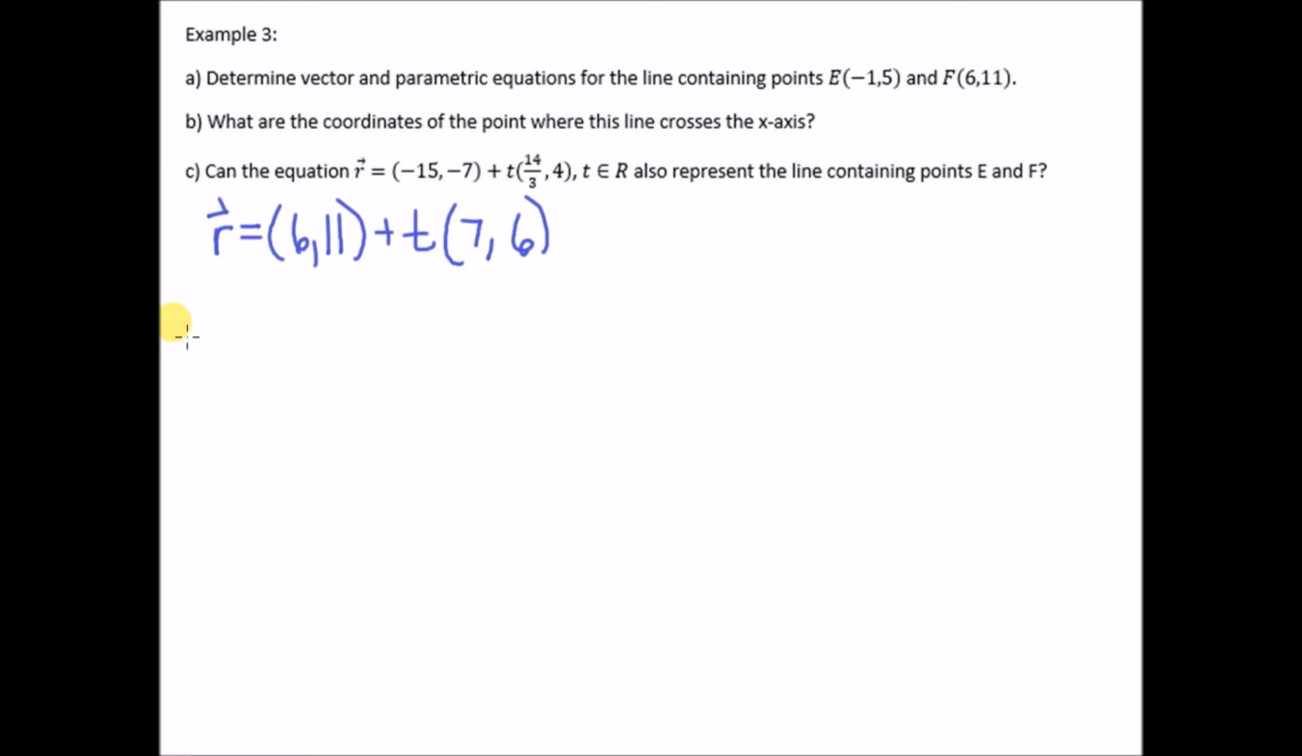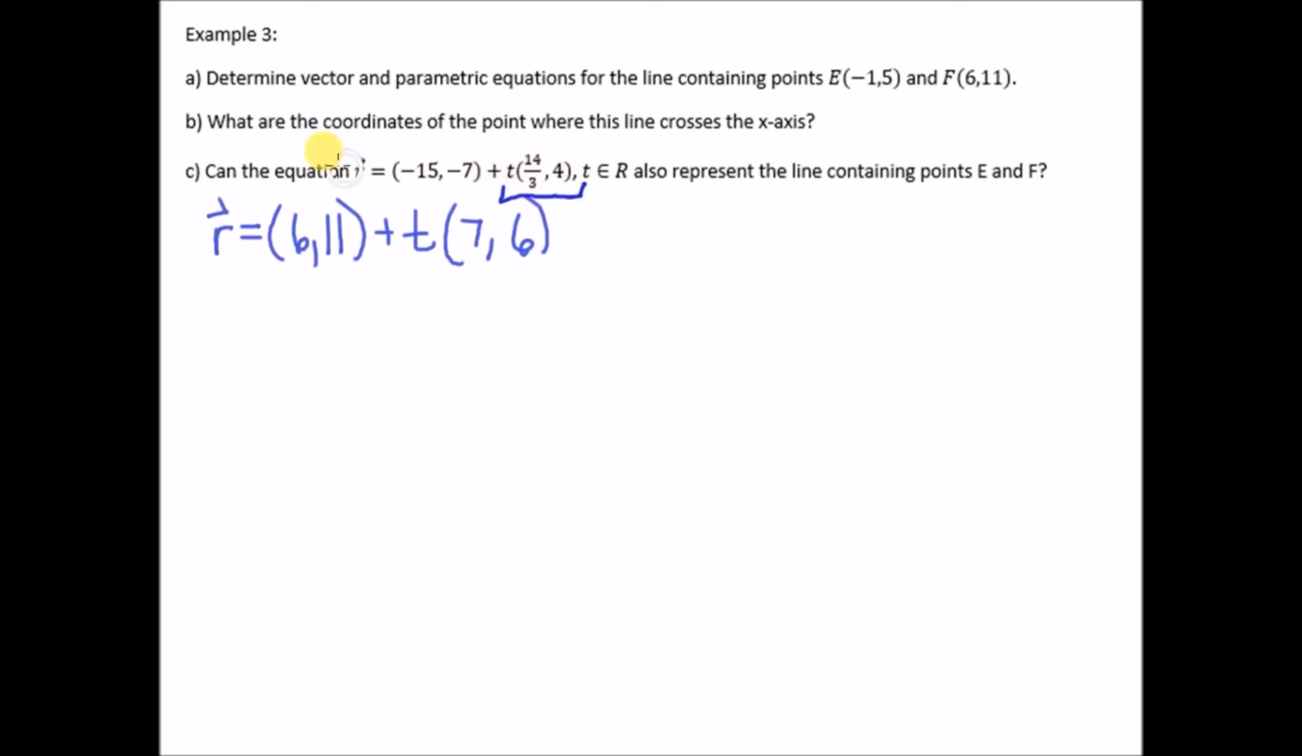C, can the equation vector r equals negative 15 comma negative 7 plus t 14 over 3 comma 4, where the parameter t is an element of the real numbers, also represent the line containing points E and F? Okay, so first of all, what we want to do is ensure that they have the same direction vector, so that they're going at the same angle and pretty much the same slope, if you want to compare it to the grade 9 slope.